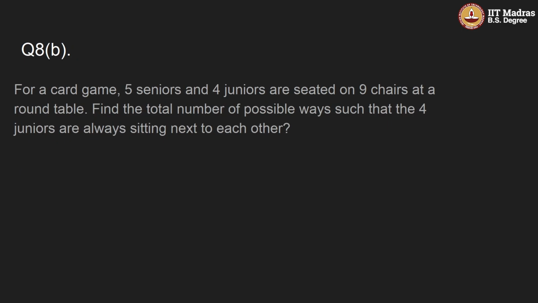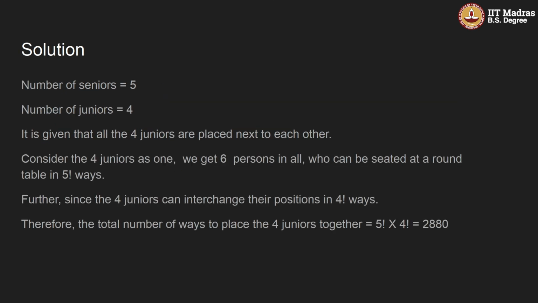Okay. Now, for a card game, 5 seniors and 4 juniors are seated on 9 chairs at a round table. Same question. Find the total number of possible ways such that the 4 juniors are always sitting next to each other. Okay, all the 4 juniors, that is J1, J2, J3, and J4, they are all sitting together. So the solution is, number of seniors are 5. Number of juniors are 4. It is given that all the 4 juniors are placed next to each other. So we will consider the 4 juniors as only 1. So how many people are there? 6 in all, right? There are 5 seniors and 1 junior group, correct? In that one there are 4 juniors included, right?